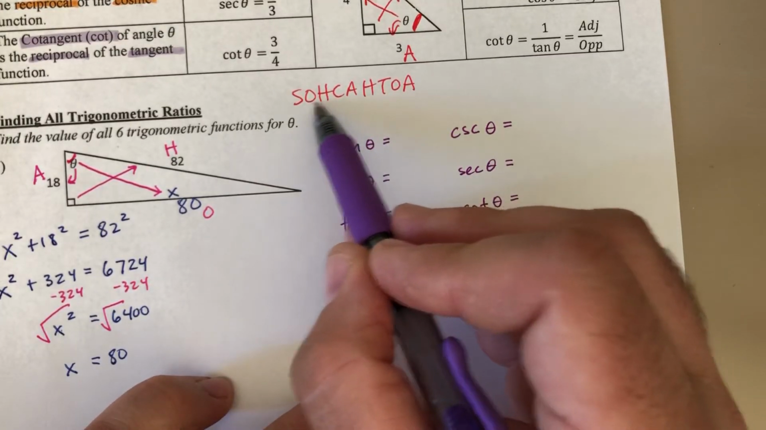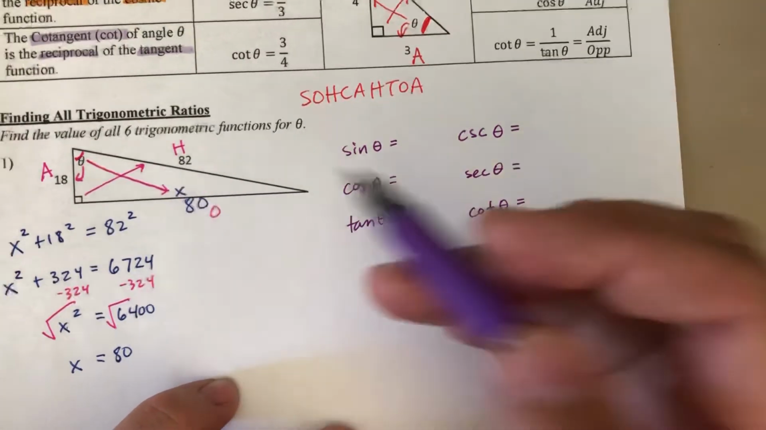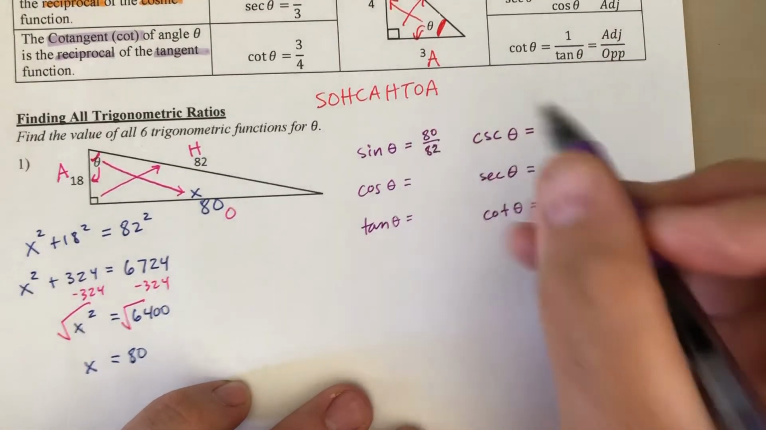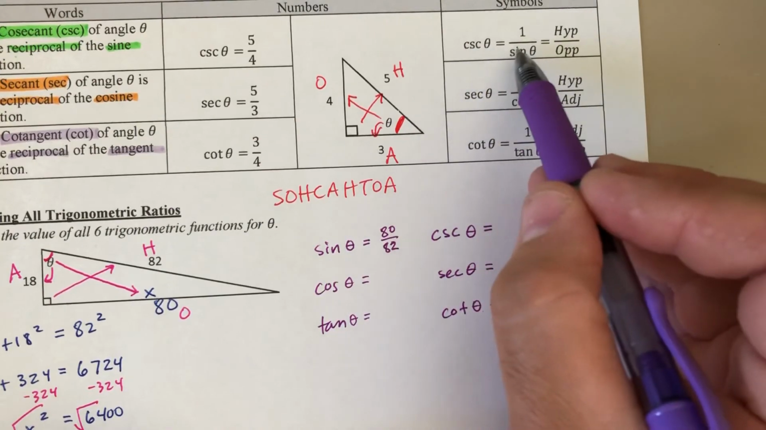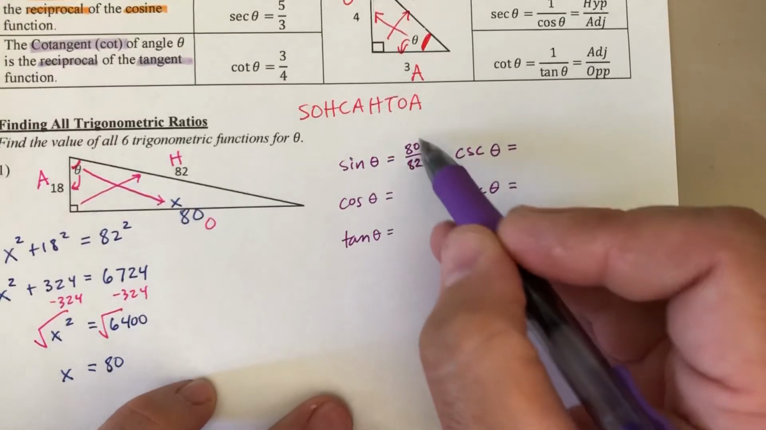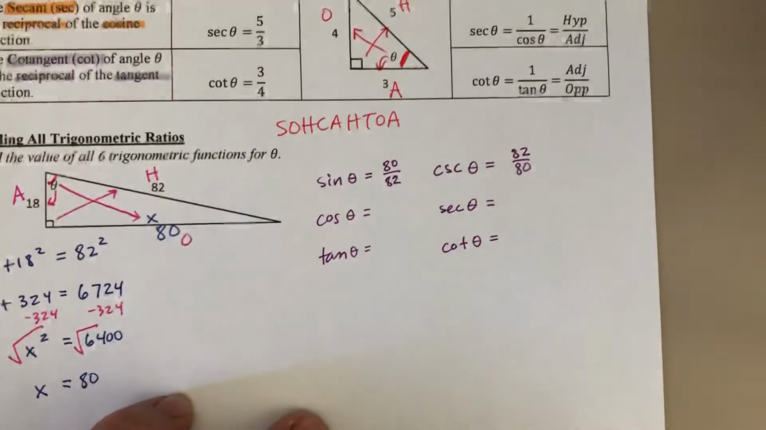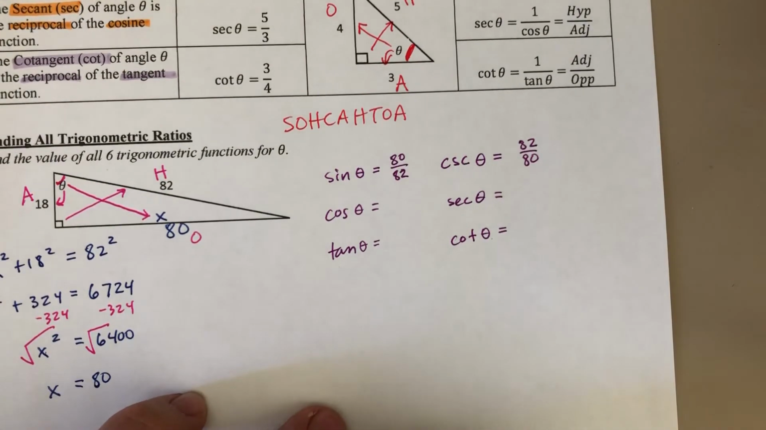Because now what's going to happen is for sine of theta, sine is O over H, 80 over 82. But remember, the cosecant is just the flip of that. So 80 over 82 is going to flip to 82 over 80. And there you go. That's the easiest way to go, I think.